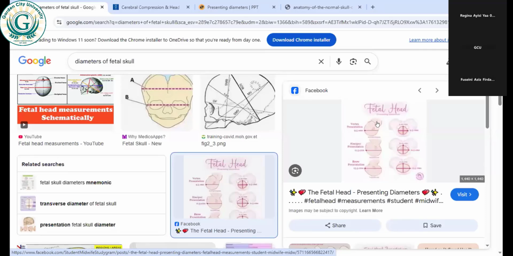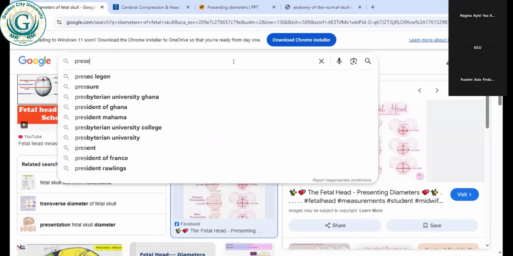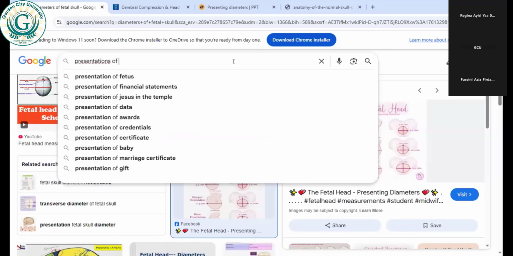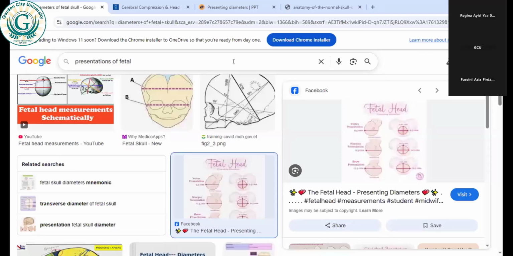So I'm going to the brow presentation. When the head is partially extended, the mentovertical diameter, which is 13.5, and the bitemporal diameter, 8.2. That's the measurement. The mentovertical diameter and the bitemporal pass through the cervix. And if this presentation persists, vaginal birth is unlikely.